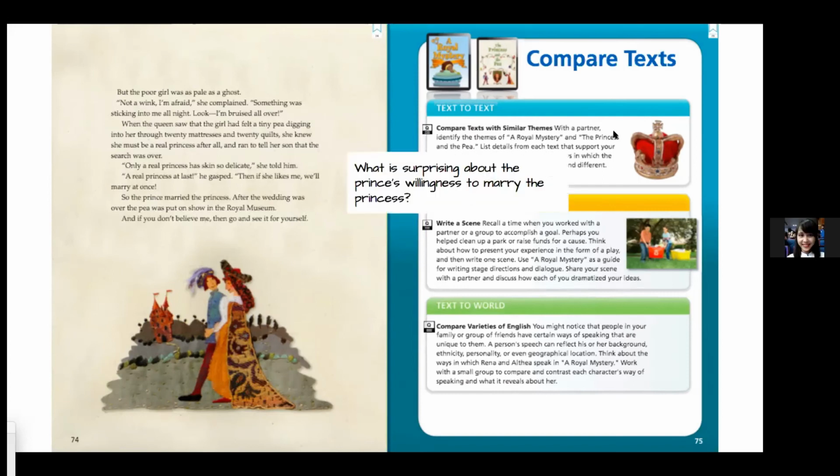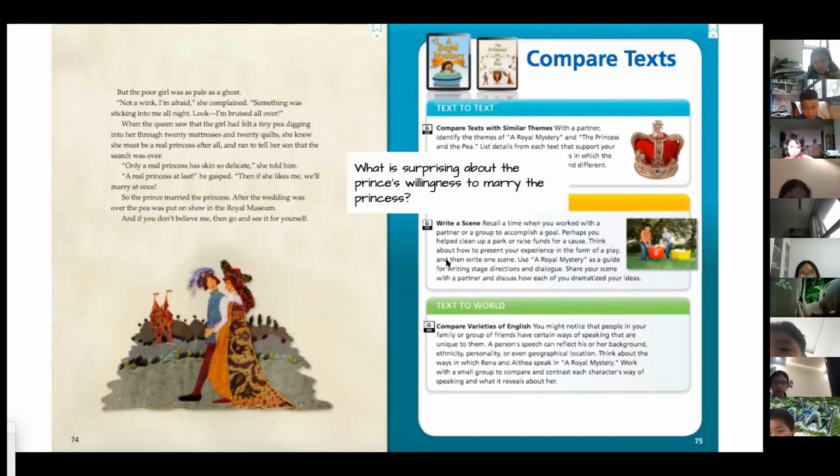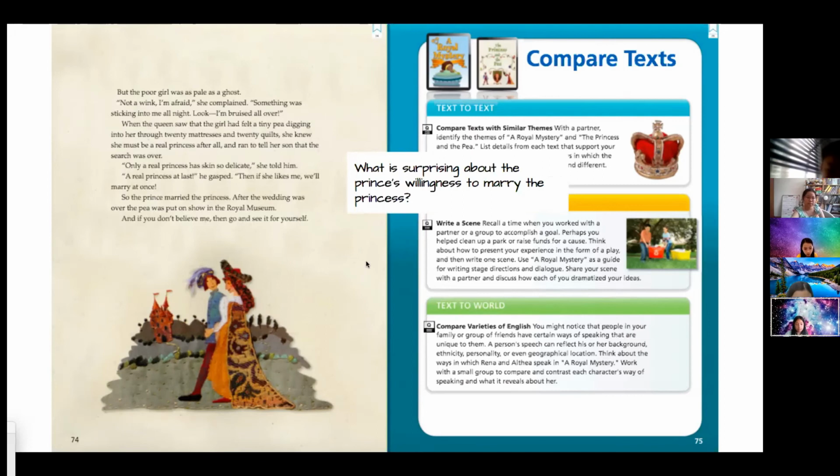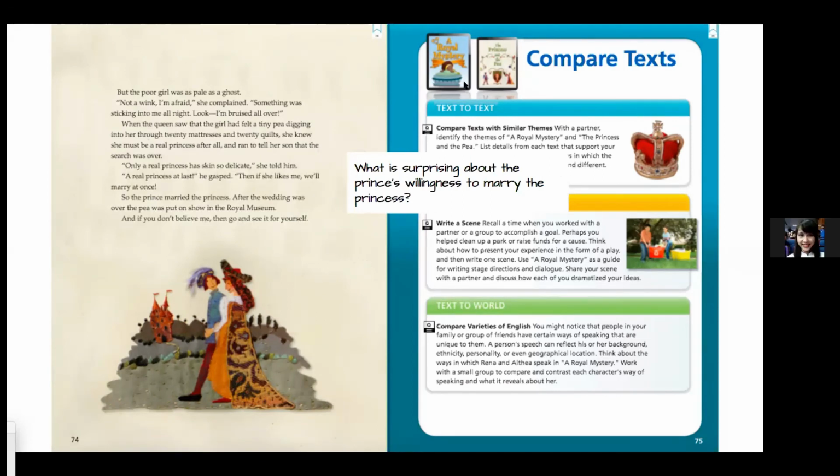So, last question. What is surprising about the prince's willingness to marry the princess? Why would this be so surprising, Kent? Because how did the author describe the prince at the beginning of the story? Do you remember? Persnickety prince. Persnickety, which means what? The kind of young man who likes everything just so. Okay, and does this princess fit that description? Or is she kind of crazy?